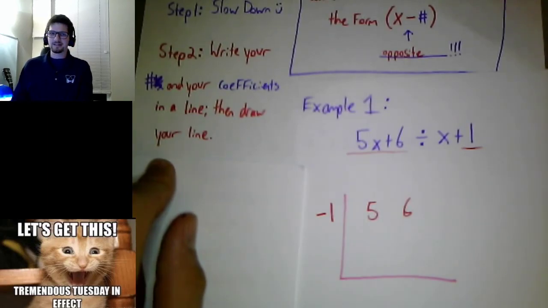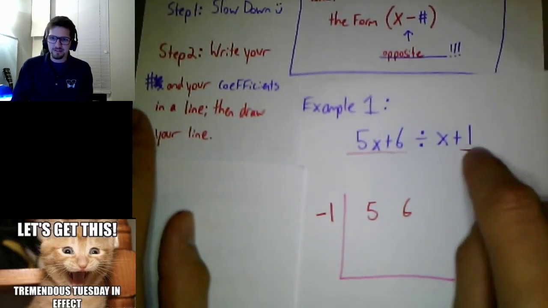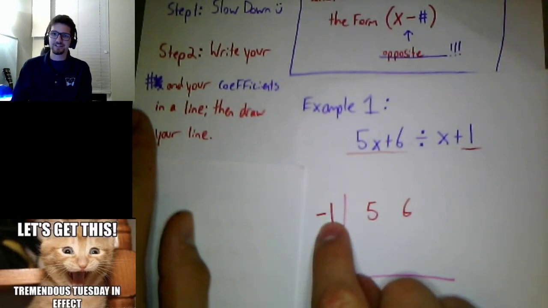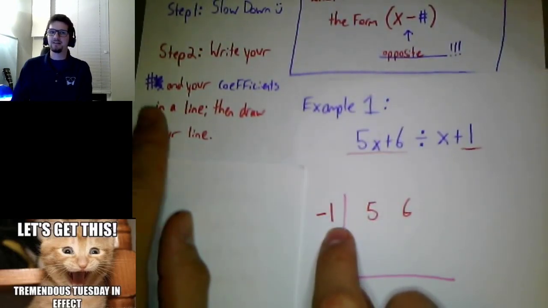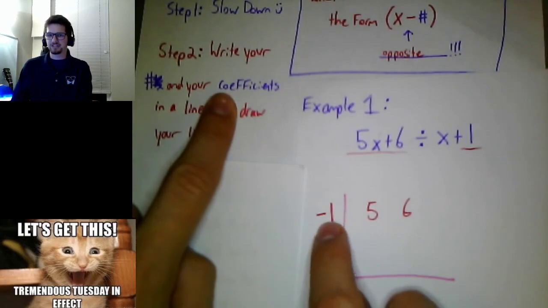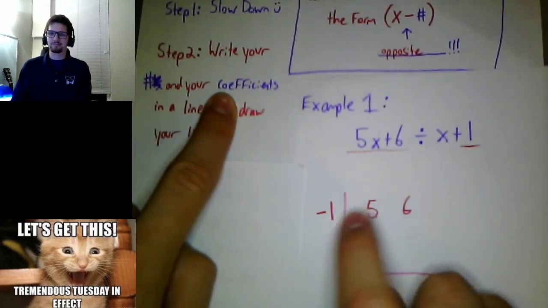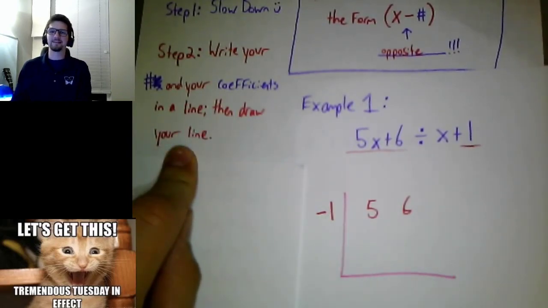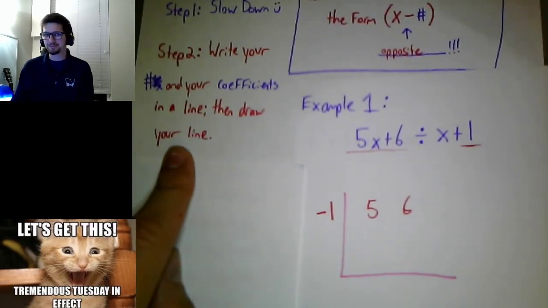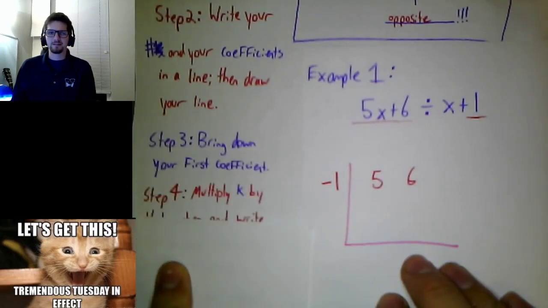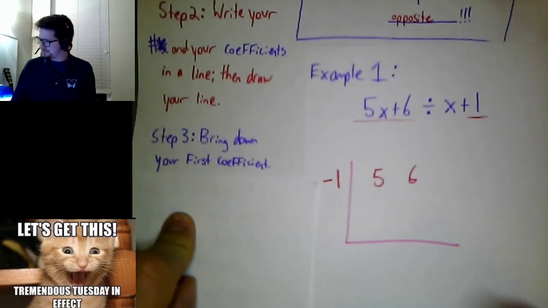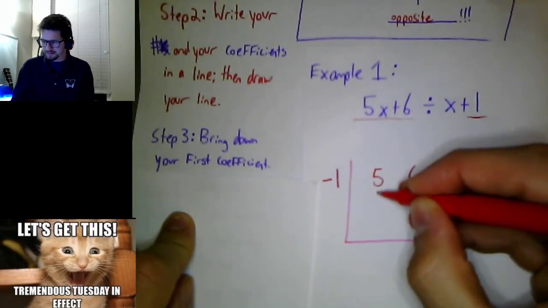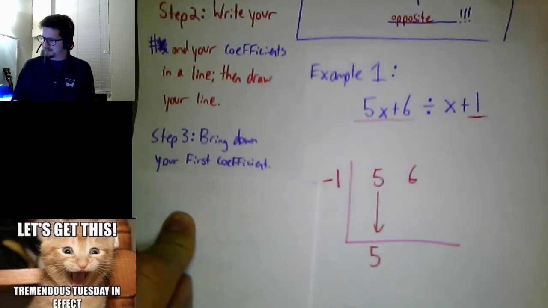To summarize, step 1, we took a deep breath because this isn't as bad as it looks. Step 2, write your number. My number was here, and I wrote it. I changed the sign because we changed the sign. In a line, and write your coefficients. I had a 5 and a 6, so I write -1, 5, 6. And then I drew my line, which looks like an L. All right, there's step 2. Step 3, bring down your first coefficient. My first coefficient was 5, so I'm going to bring down my 5.